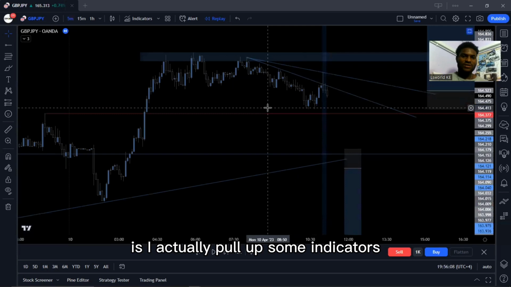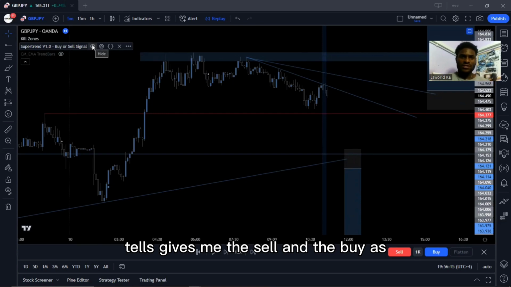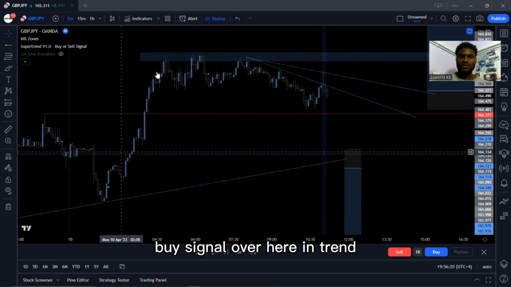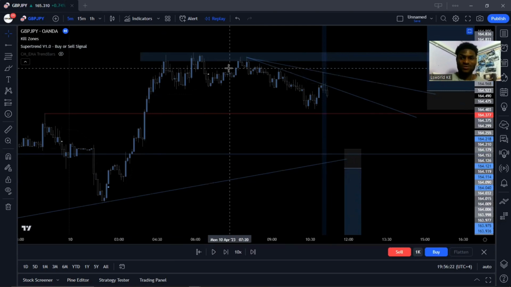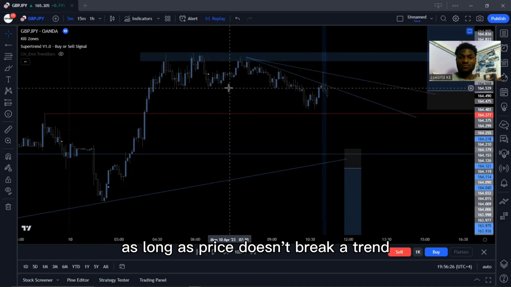what I usually look for is, I actually pull up some indicators. Like, I don't usually use the SuperTrend indicator. It gives me the sell and the buy. As you can see, it gave a sell signal over here, a buy signal over here, and trend move. But I don't usually use it. I don't usually take it into consideration. Even if it gives me a sell or a buy, as long as price doesn't break a trend line, I'm not going to take the entry. So it's really not necessary.